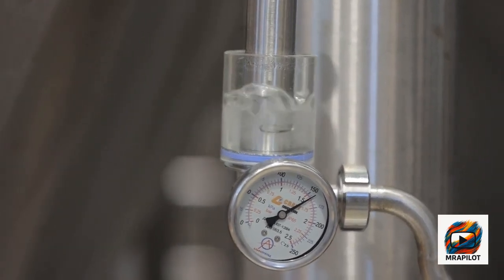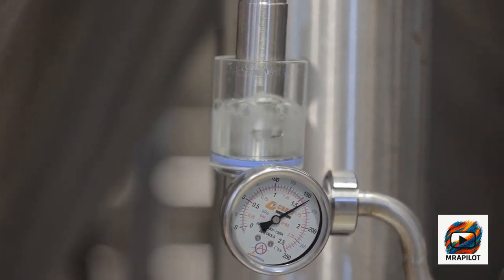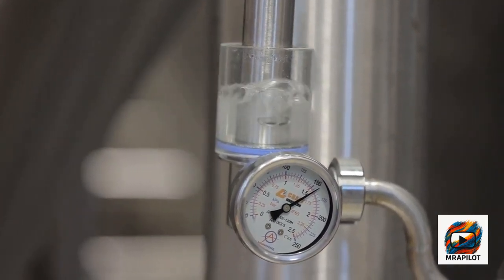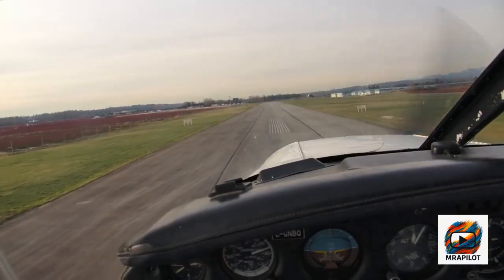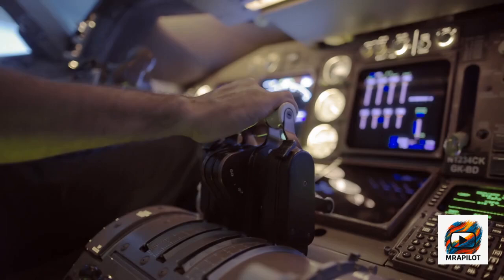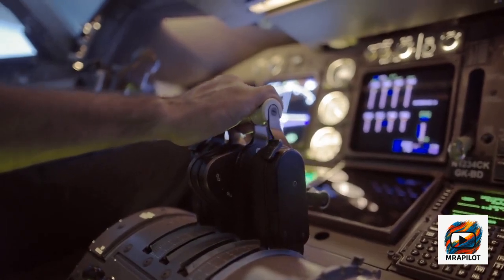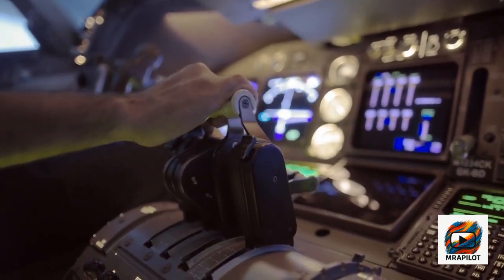Pilots work with three common pressure settings: QNH, QFE, and standard. QNH sets your altimeter to show height above sea level. QFE shows height above a specific airfield. Standard is used above transition altitude to maintain consistent flight levels.